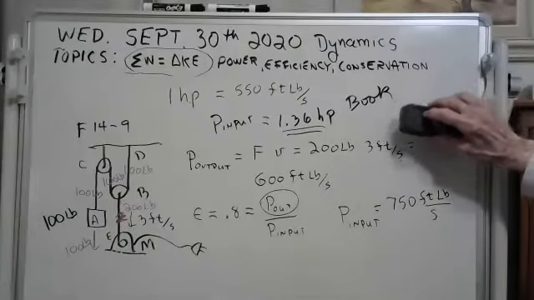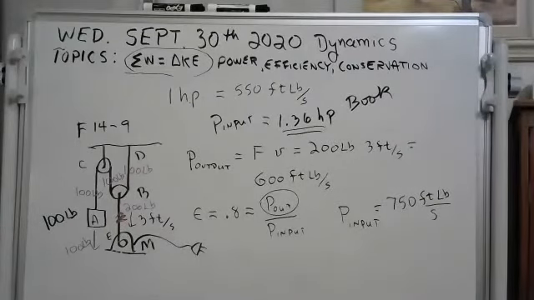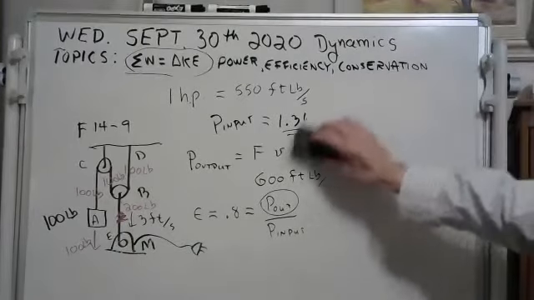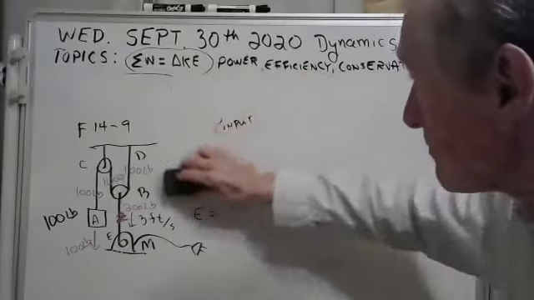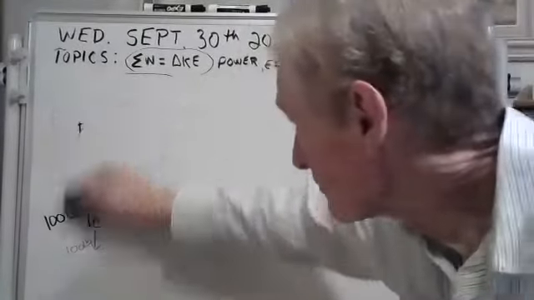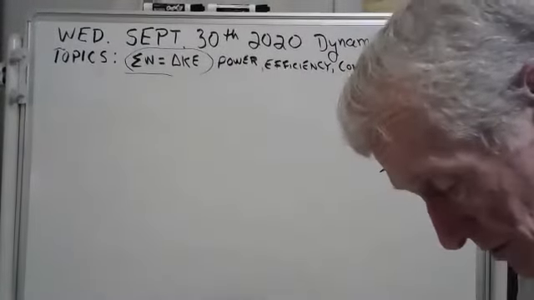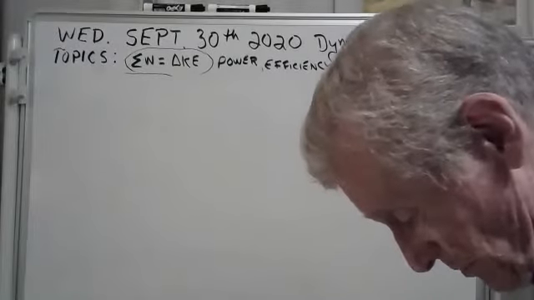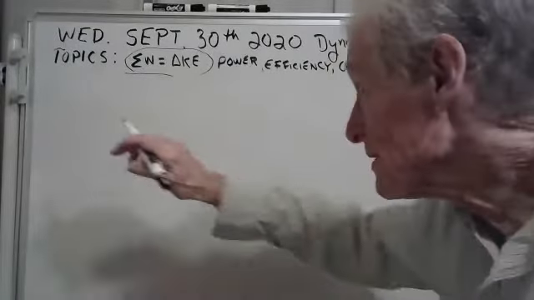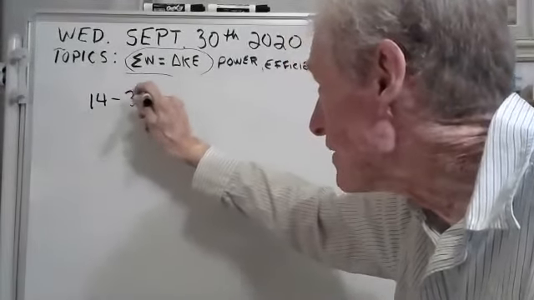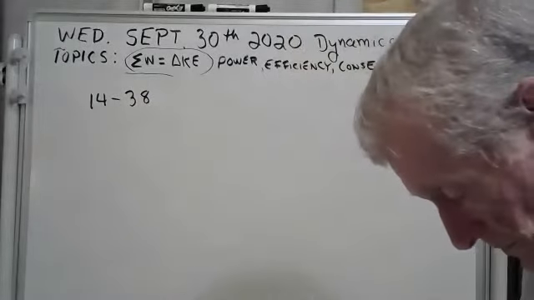Unless you have a question, I'm going to erase all this. Okay. Now, this problem that I want to do right now is 1438. You've got a kind of a ski slope type deal here.